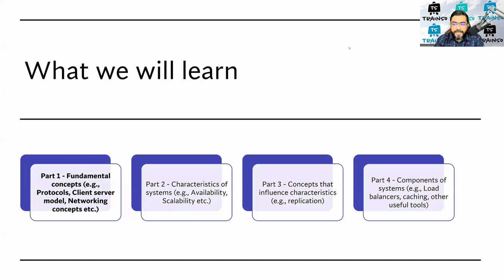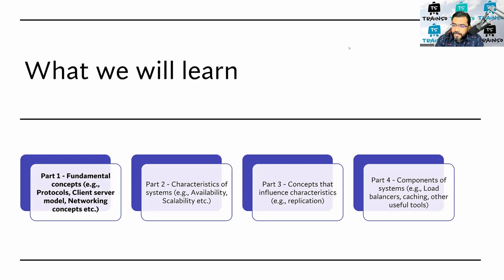And also data concepts. Most of the concepts that are needed for an effective systems design. And part 2 are the characteristics of systems, the good to have features like availability, scalability, etc. And part 3 consists of concepts that influence the characteristics, such as replication. If you do replication, then you can increase your availability.